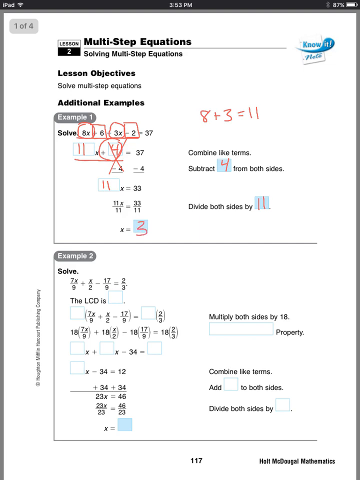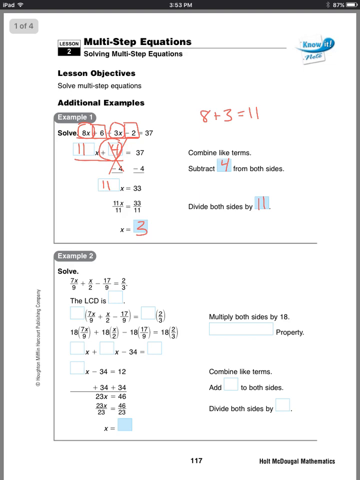Okay? Example 2. A little bit tricky. I don't know if we even looked at these last year. We were supposed to, but I don't know if we got around to it. If you have a fraction, it makes it easier to eliminate the denominator. Okay, so the first thing we do is find the least common denominator of our denominators. So we have 9, 2, and 3.